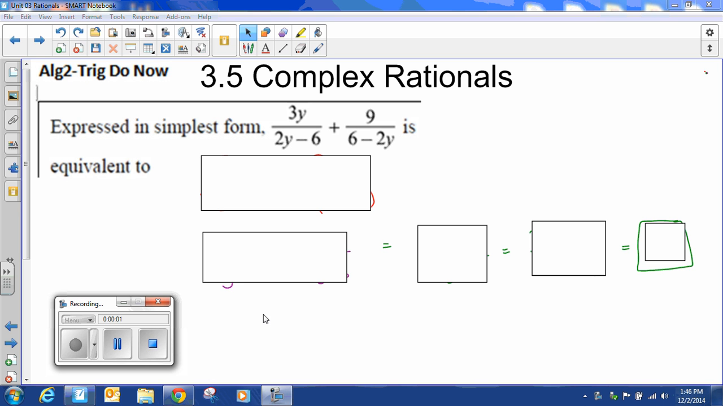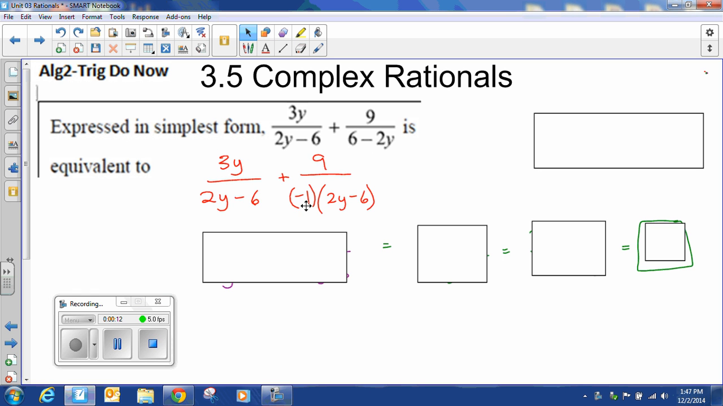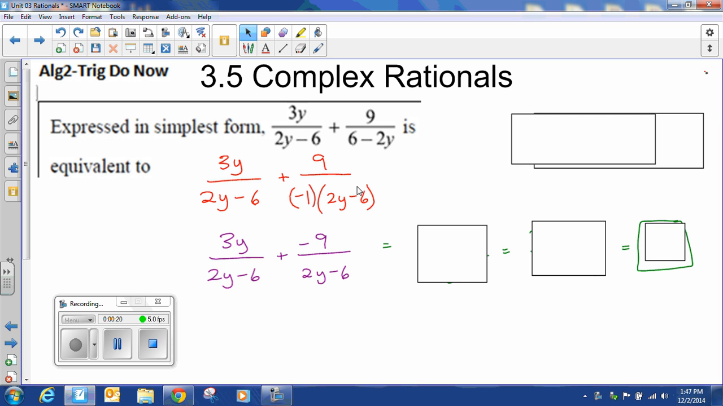Okay, lesson 3.5, complex rationals. So to warm up, let's use the -1 method to negate this denominator, giving us common denominators. We get -1 extracted from this expression, which gives us 2y minus 6. Now this -1 floats up to the numerator and negates the 9. Now we have a common denominator of 2y minus 6.